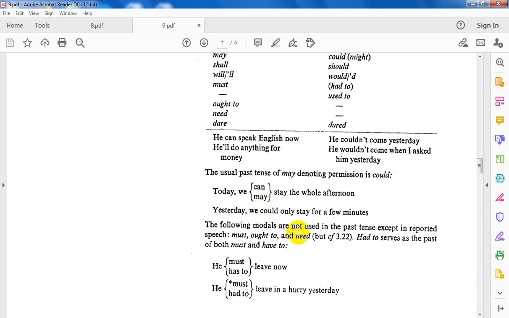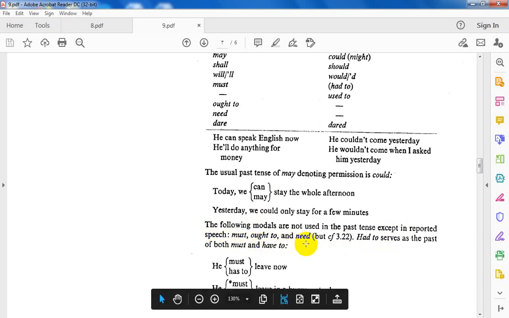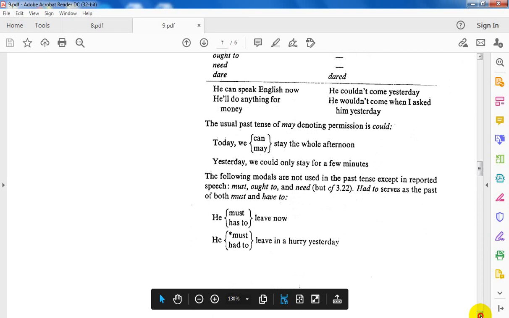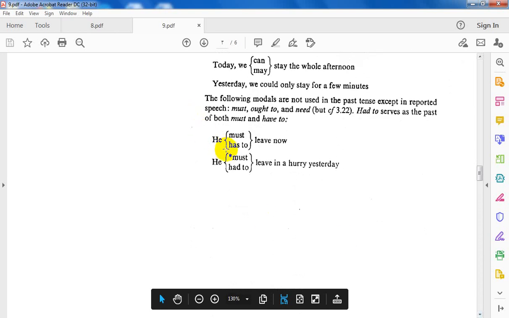The following modals are not used in the past tense except in reported speech: must, ought to, and need. Had to serves as the past of both must and have to. Now look at these sentences. He has to leave now. This is okay.